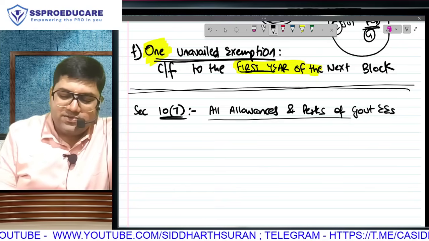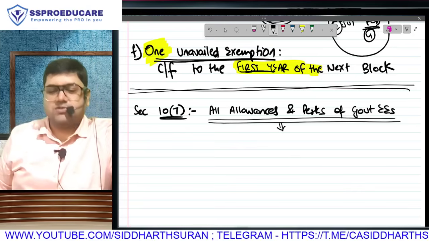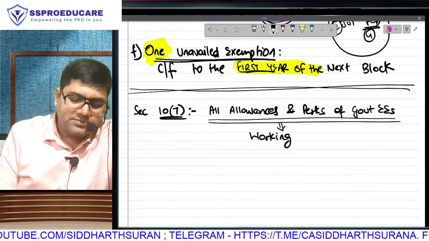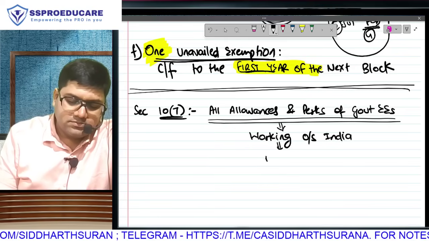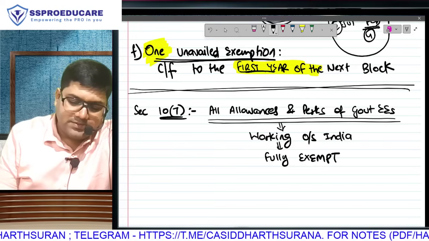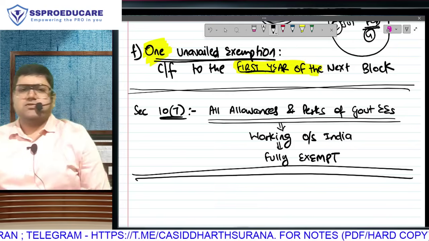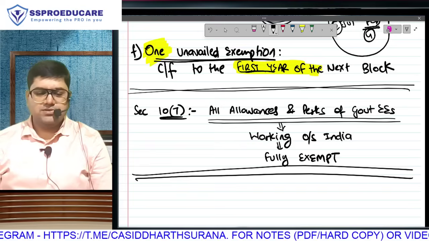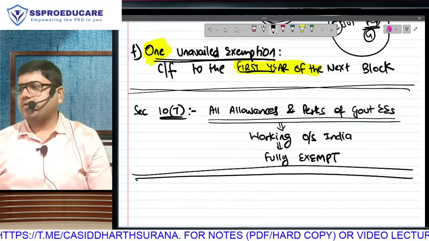All allowances and perquisites of government employees who are working outside India are fully exempt. Finished. Only this much is section 10. So don't expect all exemptions to be very big. This is only this much. All allowances and perquisites of government employees working outside India will be fully exempt.